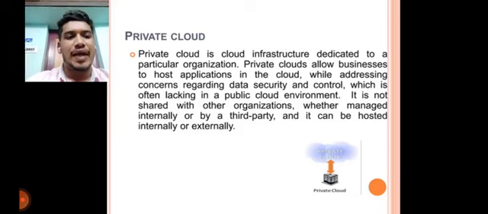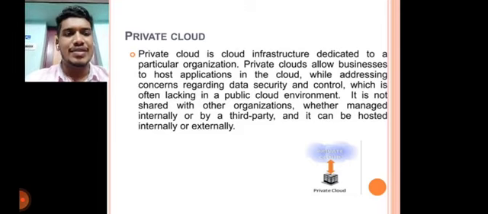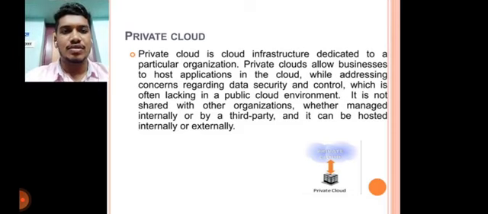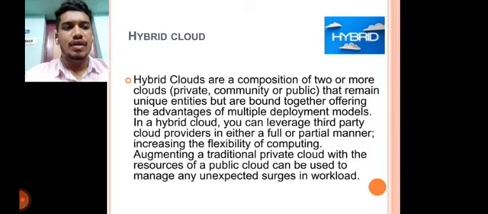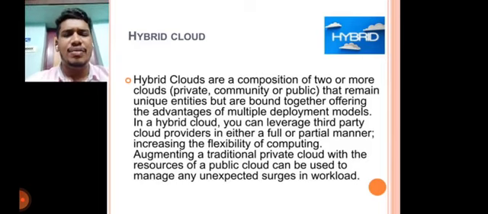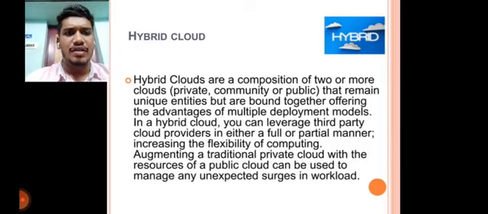You will see this diagram. This is a private cloud diagram. This is one of the examples of the private cloud. And another one is hybrid cloud. The hybrid cloud will be connected in this cloud, whether private, community or public. It will remain as unique entities.